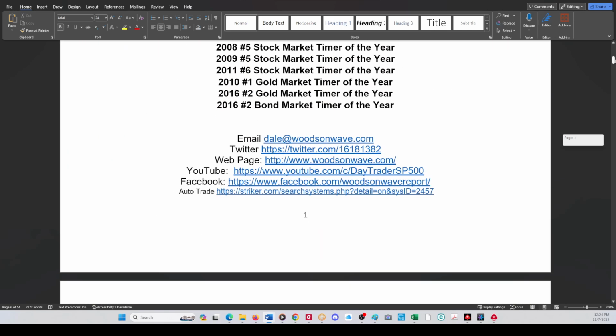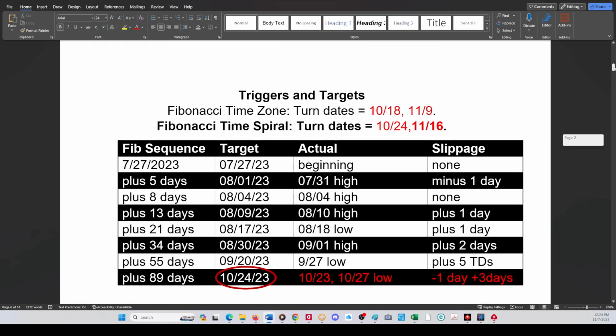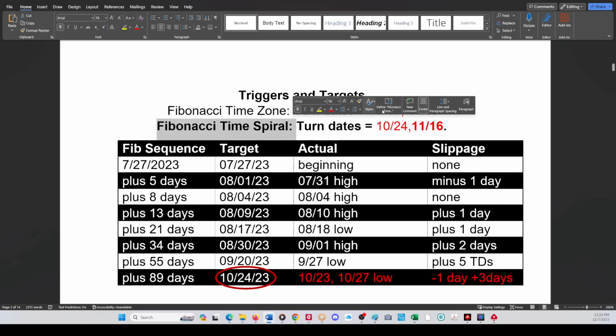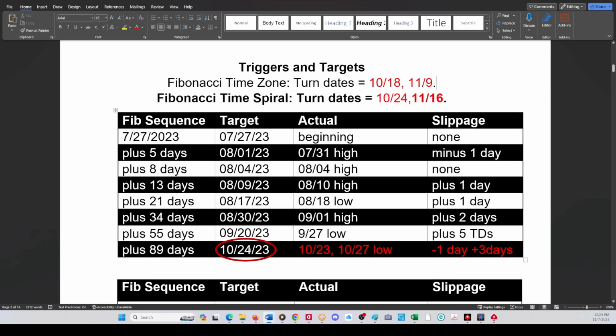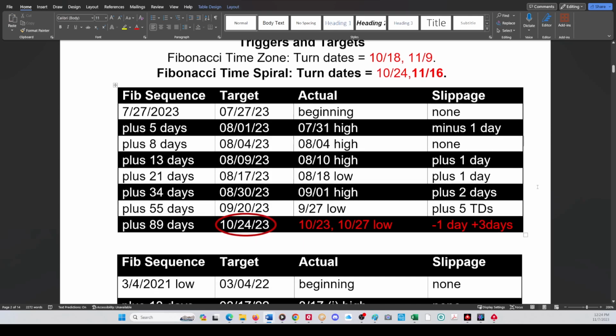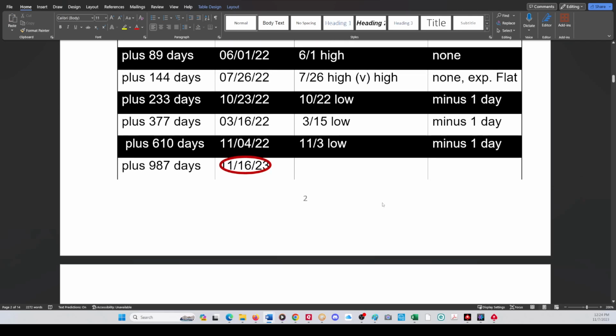Okay, we put that out, excuse me, on the 6th. I wanted to show how we're experimenting with the Fibonacci time zone and compare it to our own Fibonacci time spiral. Again, the time zone is TradingView's, been looking at it for just a couple months or so, and the time spiral I've been doing since the 1990s. Okay, this is our time spiral table here. You can see it either caught the 23rd low or the 27th low within either a Fibonacci 1 day or 3 days there. And the next one in the sequence is November 16.